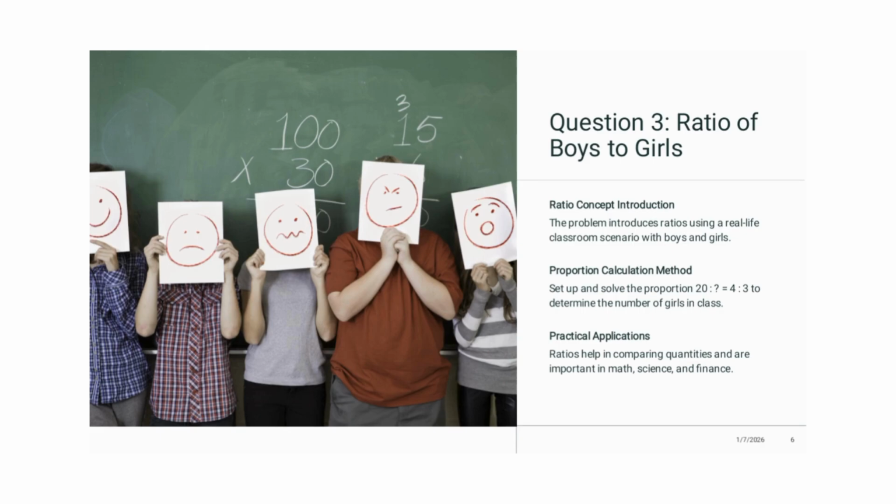The third question introduces the concept of ratios in a real-life scenario involving the ratio of boys to girls in a class. The given ratio is 4:3, and the number of boys is 20. To find the number of girls, set up the proportion boys to girls equals 4:3, so 20 to girls equals 4:3. Divide 20 by 4 to get 5, then multiply by 3 to find the number of girls. 5 times 3 equals 15. Therefore, there are 15 girls.